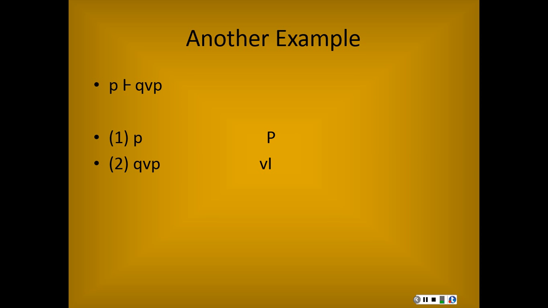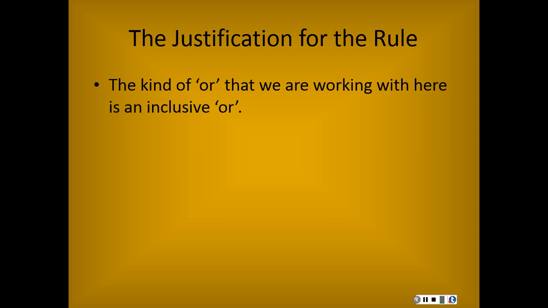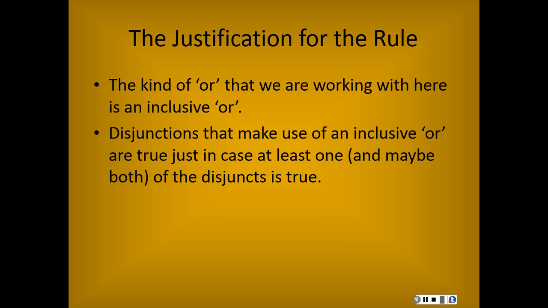Now this rule might seem a little odd. It might seem a little odd that we're allowed to just take a sentence and then write down the disjunction of that sentence with any arbitrary sentence. But once we understand the kind of OR that we're working with here, the rule is actually a self-evidently valid rule. The kind of OR that we're working with here is an inclusive OR. Disjunctions that make use of an inclusive OR are true just in case at least one, and maybe both, of the disjuncts is true.